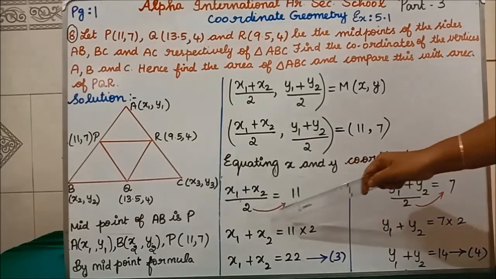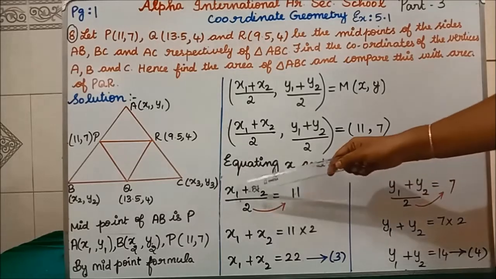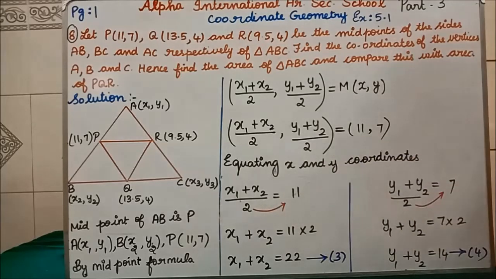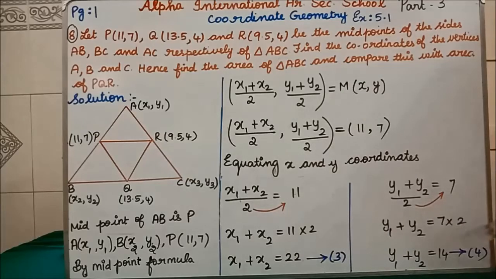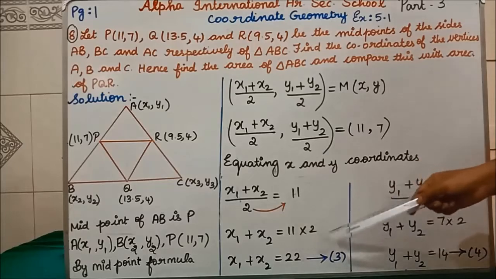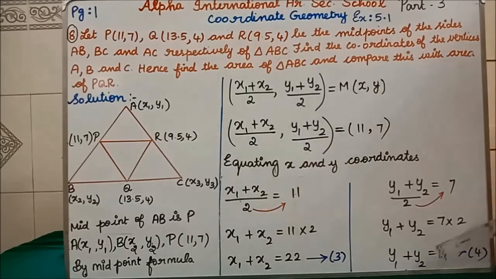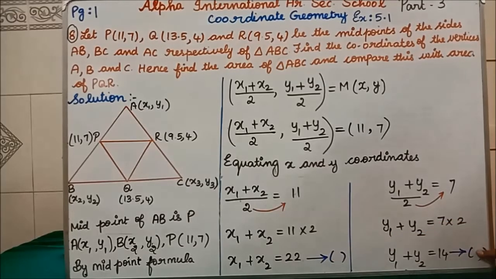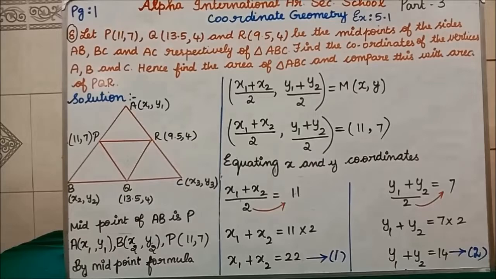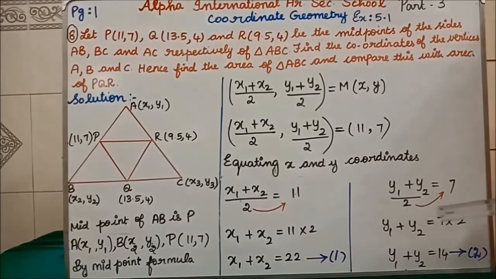Then you cross multiply the 2. The numerator part you write as such. X1 plus X2 equals 11 into 2, and Y1 plus Y2 equals 7 into 2. X1 plus X2 equals 22, since 11 2s are 22. Y1 plus Y2 equals 14, since 7 2s are 14. Clear? Mark these as equations 1 and 2. Clear all of you? This is our equation 1 and 2.